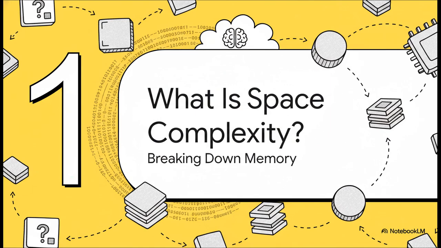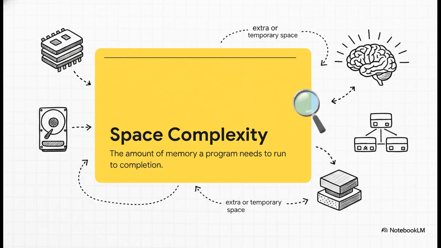Okay, so what are we really talking about when we say space complexity? It's a bit more than just the variables you declare. Let's break down how a program actually eats up memory. At the most basic level, space complexity is just the total amount of memory an algorithm needs to run from start to finish. Now, this includes the obvious stuff, right? Like the space for your inputs. But here's the kicker, the part people often forget. It also includes any extra temporary space your algorithm needs while it's doing its thing.